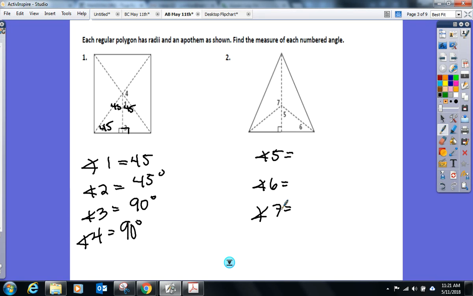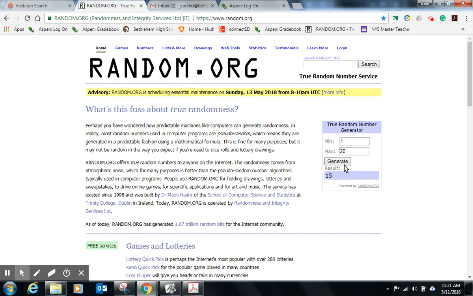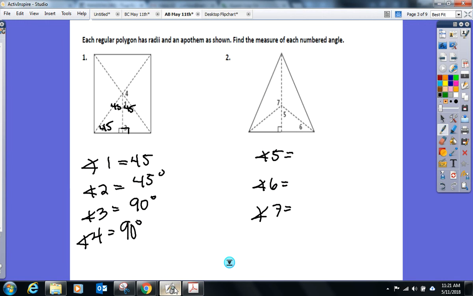All right, walking around, it looks like this one was a little bit tougher. Let's start. 15, did you guys get angle 7? No? Nah, why? Okay, how did we get angle 4 here? It was 90.